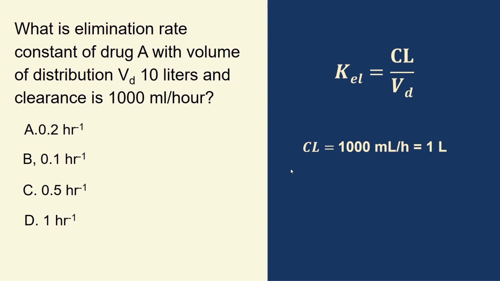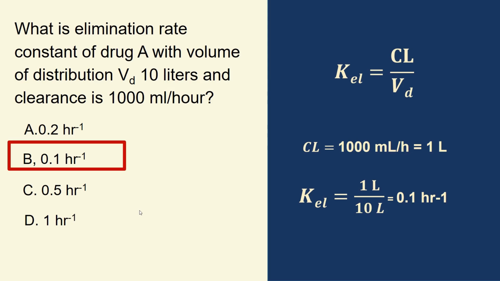All right, so here you have to do one additional thing. The clearance is given in milliliters per hour, whereas the volume of distribution is given in liters. That's the reason why you have to convert clearance from milliliters to liters. So 1000 milliliters equals 1 liter. Now you plug that in and it gives you 0.1 hour inverse. That's the correct answer for this calculation.